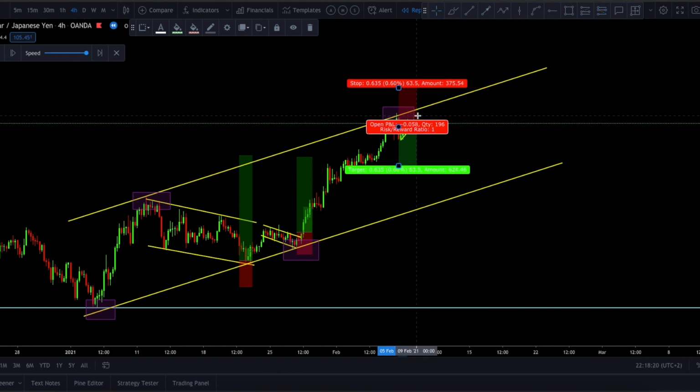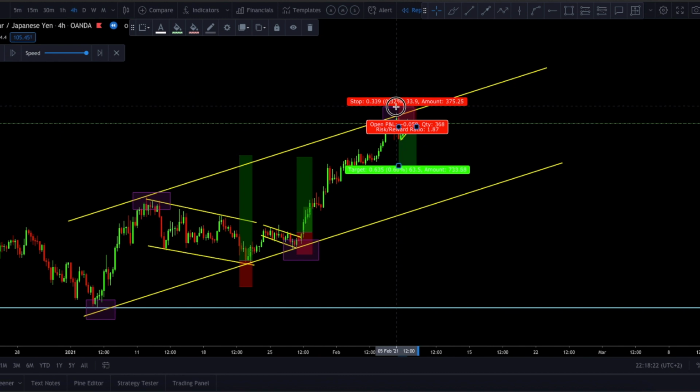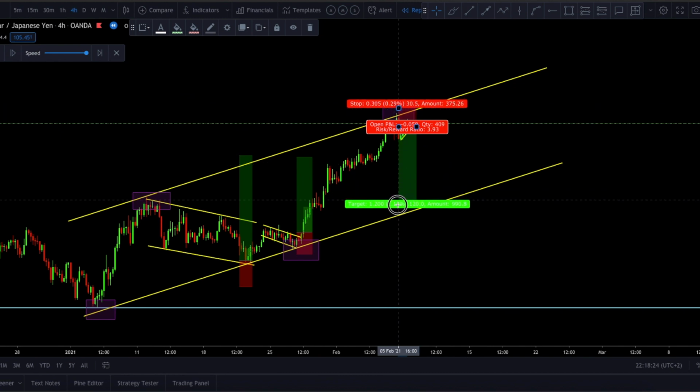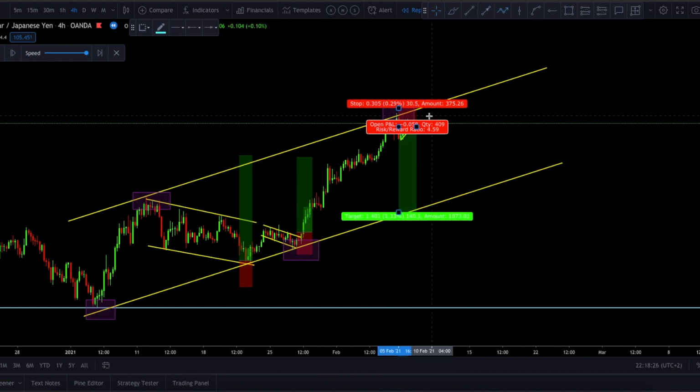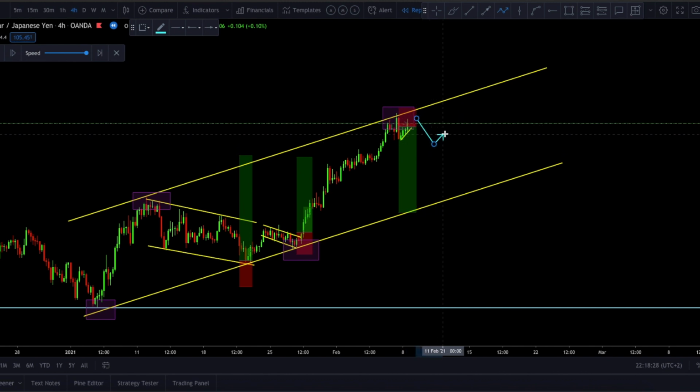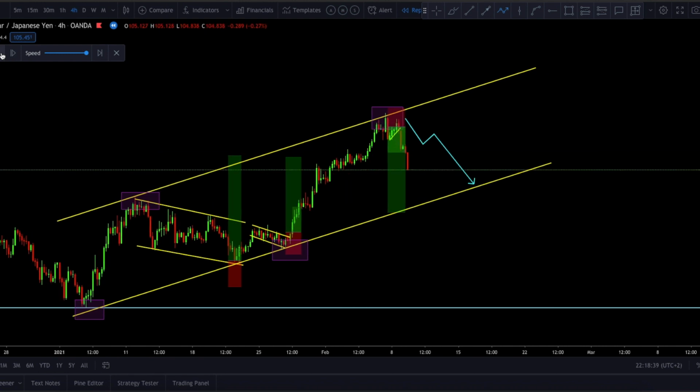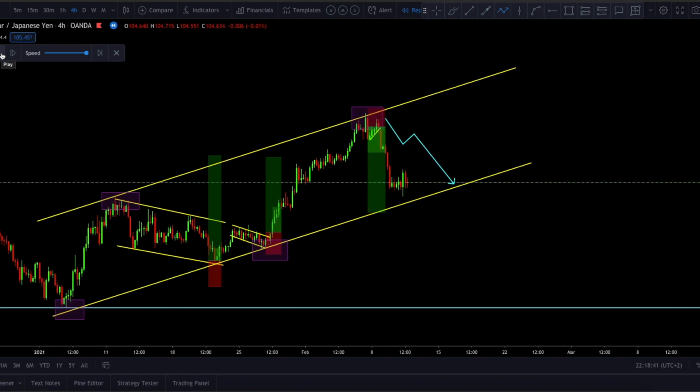Put your stop loss here, with the hope that it's going to push down to this trend line. Sometimes it happens that it doesn't come straight to this trend line, maybe it turns along the way. Whoa, you see now? You see what happened? It just broke this thing and it shot down.